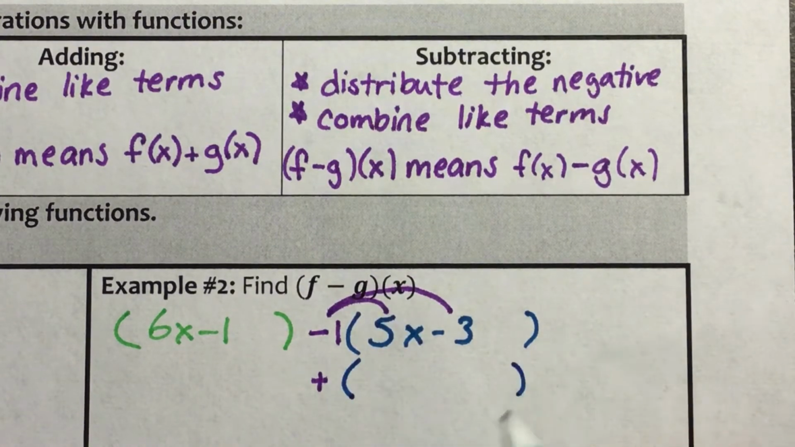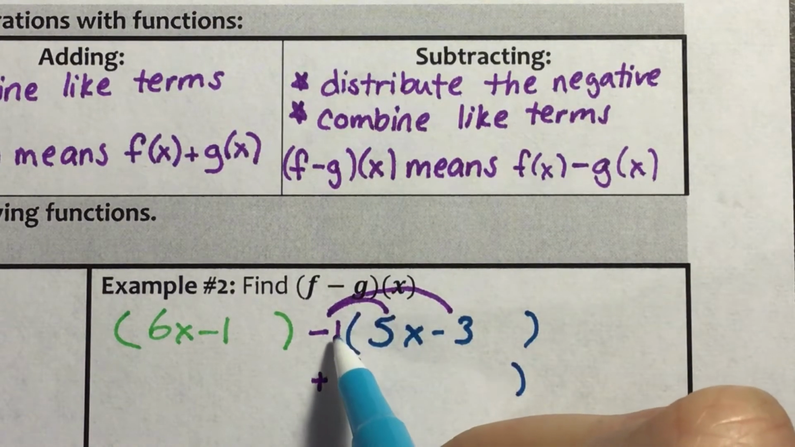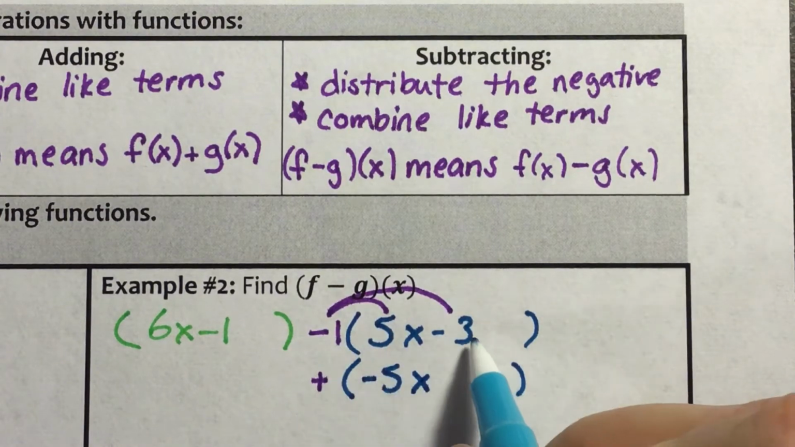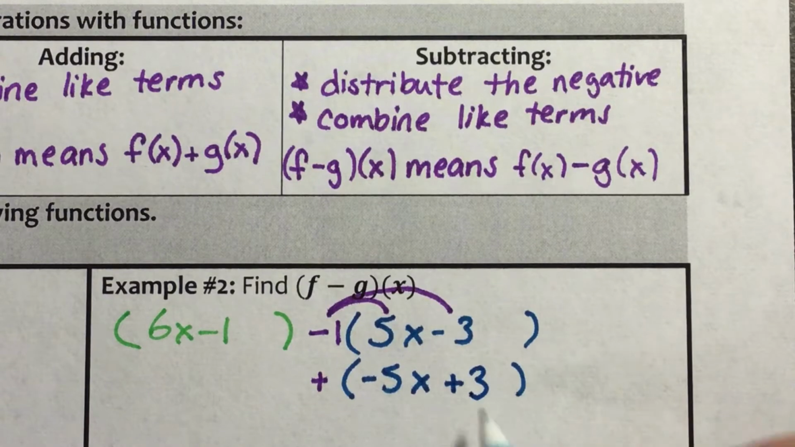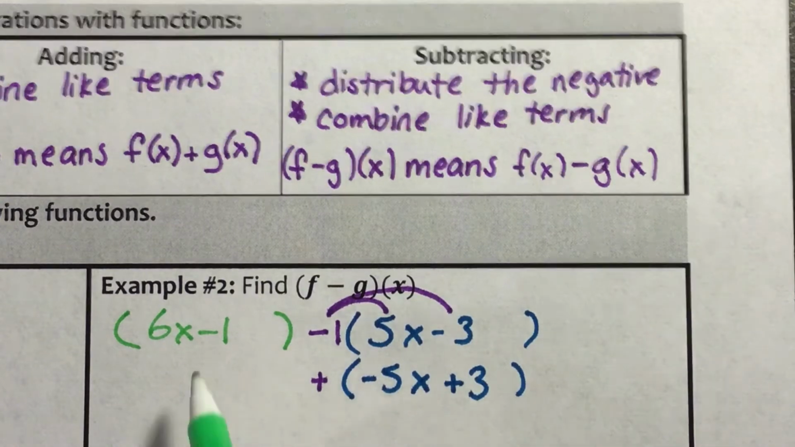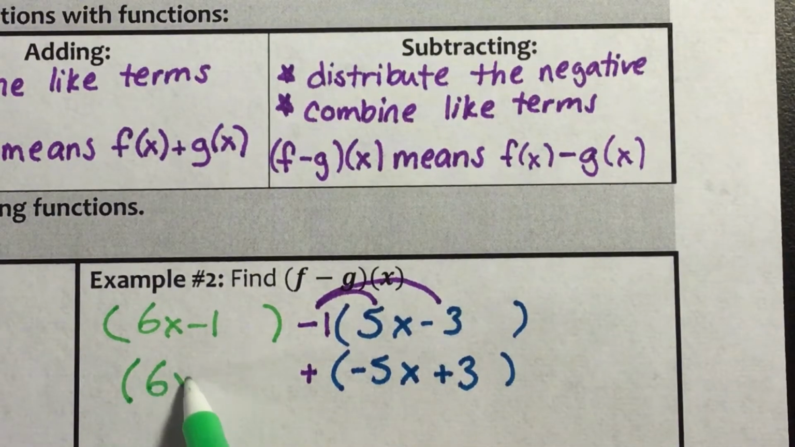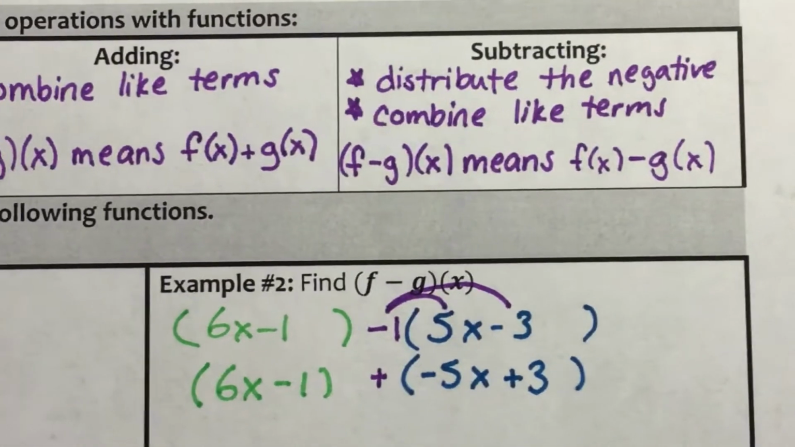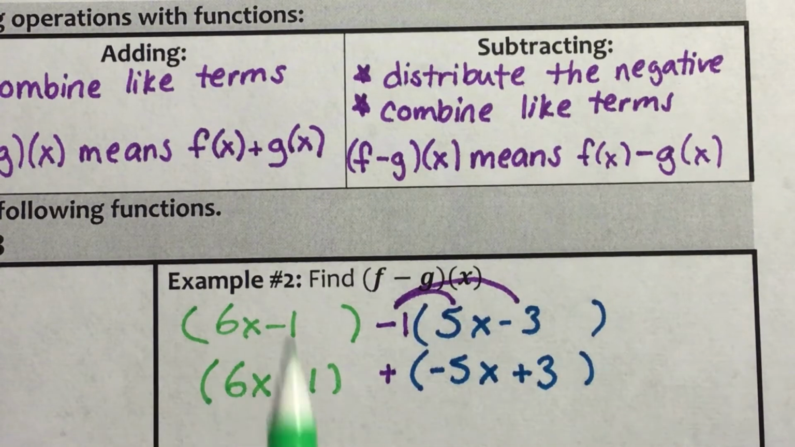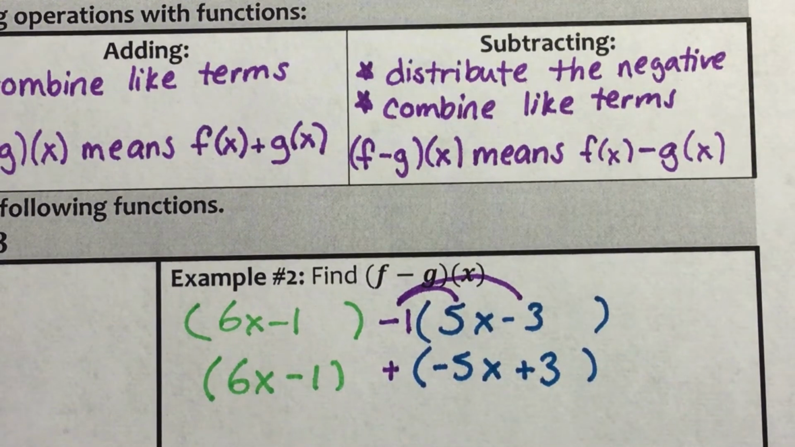Okay, so our second set of parentheses now becomes -1 times 5x is -5x, and -1 times -3 is +3. So all that's really changing is every single sign in that second parentheses has changed. Okay, our first set of parentheses, that f of x function, did not change because there was no number multiplied on the outside over here. There was no negative. So it just stays the same.